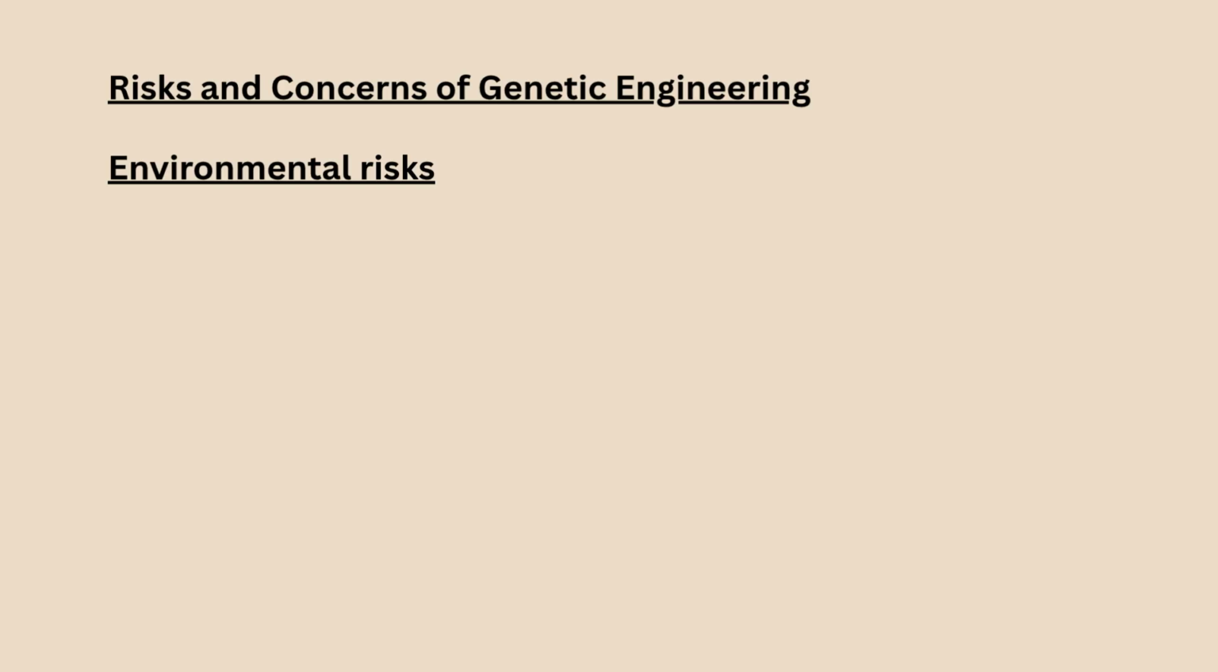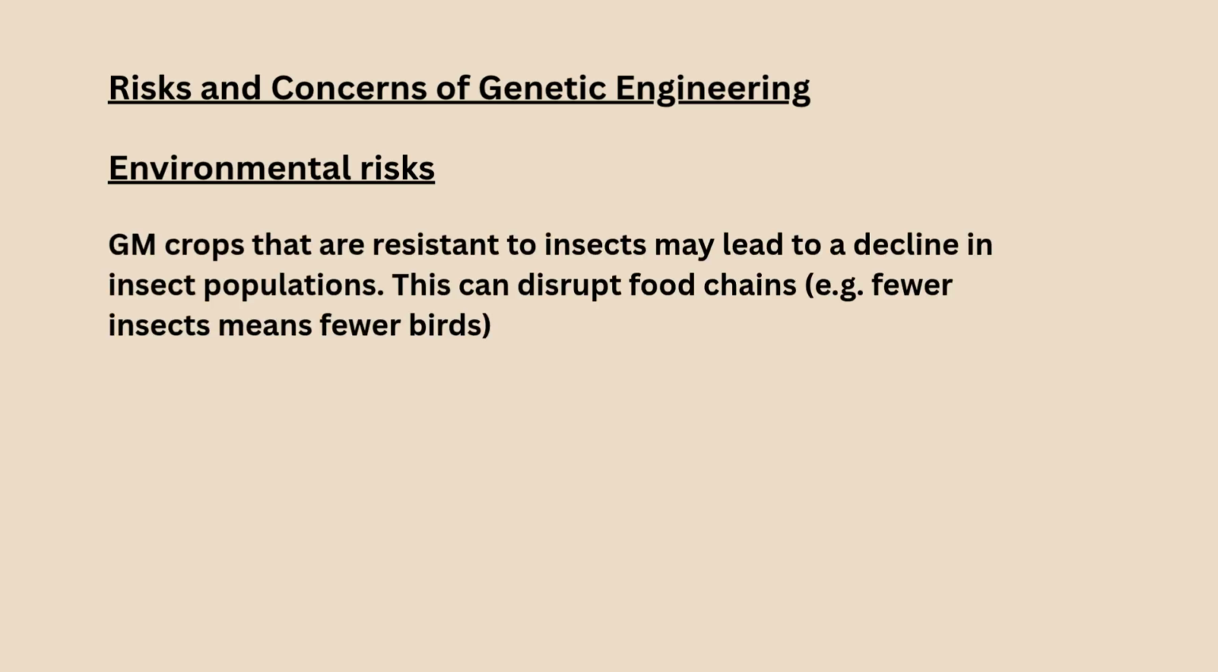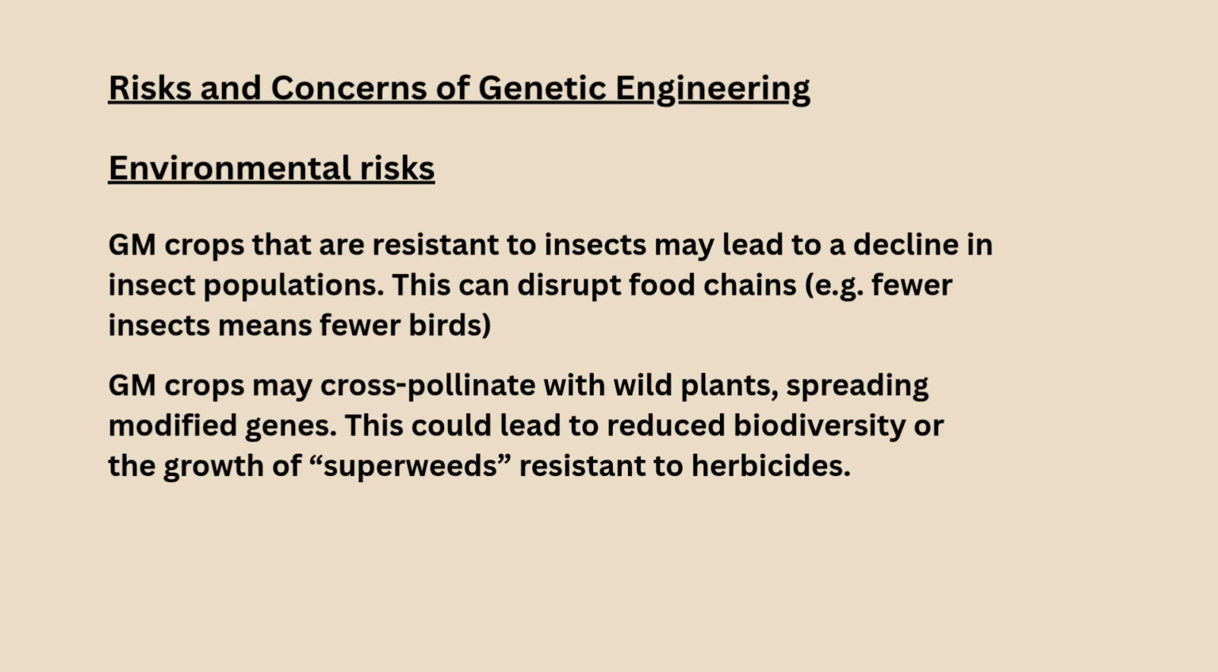Risks and concerns of genetic engineering. Environmental risks. GM crops that are resistant to insects may lead to a decline in insect populations. This can disrupt food chains, so there's fewer insects, which means fewer birds. GM crops may cross-pollinate with wild plants, spreading the modified genes, and this could lead to reduced biodiversity or the growth of superweeds, which are resistant to herbicides.